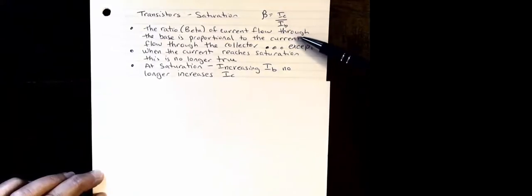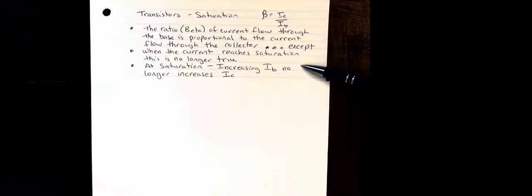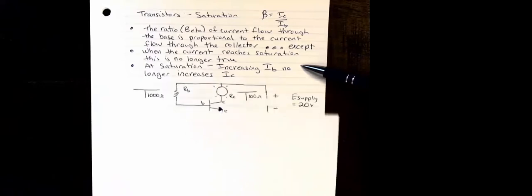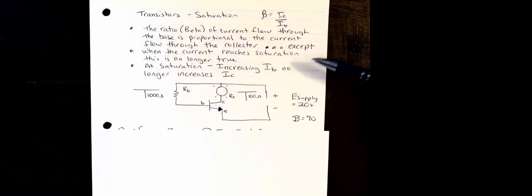The ratio of beta is the current flow through the base, and it's proportional to the current flow through the collector, except when the current reaches saturation, beta no longer becomes true. And that means that at saturation, increasing IB no longer increases IC. Let's look at this little example.